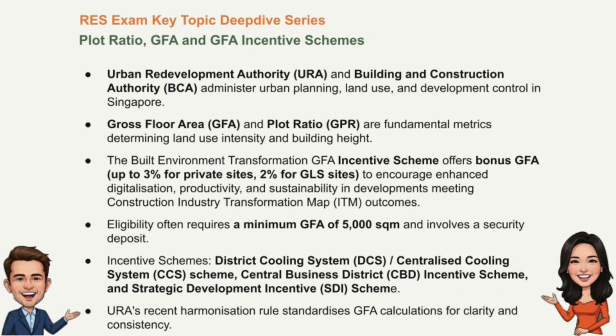A carrot. I like that. So you do something good, you get a bit more GFA. There must be a limit, right? You can't just keep adding bonuses indefinitely. Absolutely. Critical point, especially for the exam. There is a cap. The total cumulative bonus GFA from all the different schemes the project might qualify for cannot exceed 10% above the master plan GPR. 10%. That's the ceiling. That's the hard ceiling for most schemes. Even if a site theoretically qualifies for, say, 15% through various bonuses, they'll only get up to that 10% maximum. It ensures these incentives encourage good practices without totally busting the overall density plans for an area.